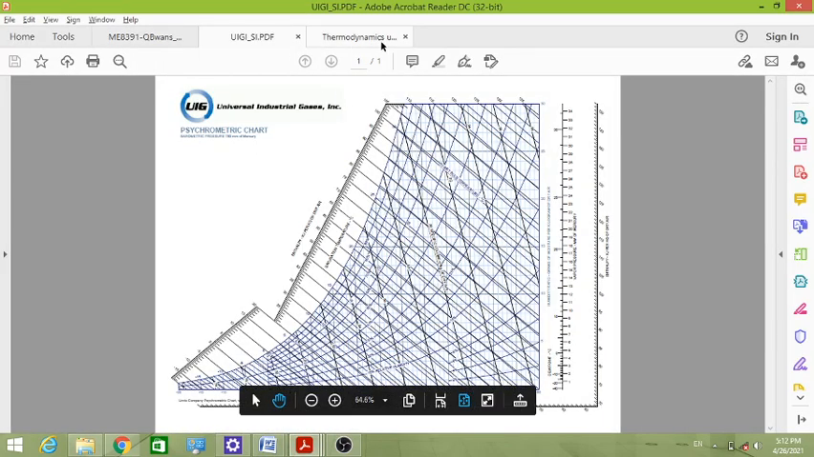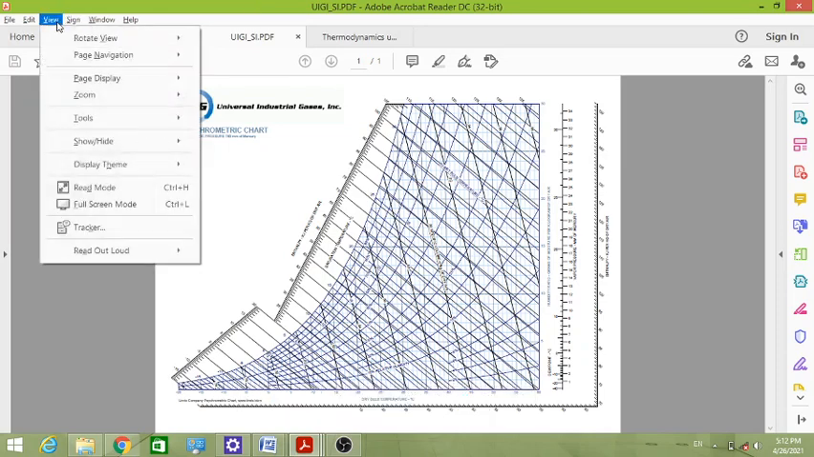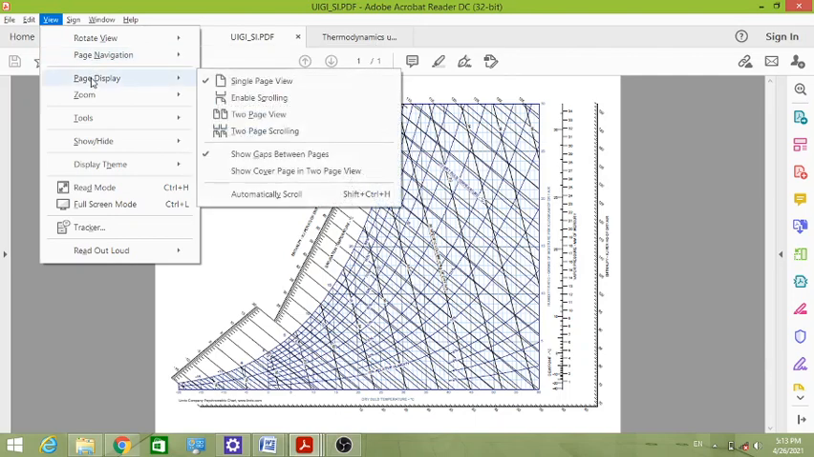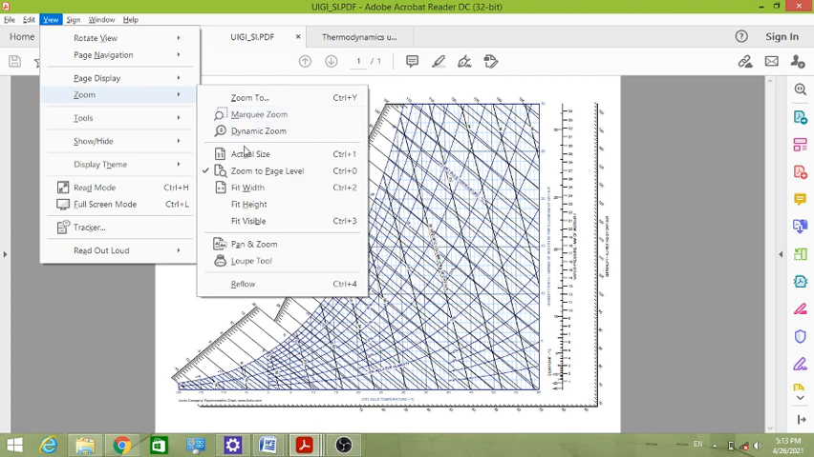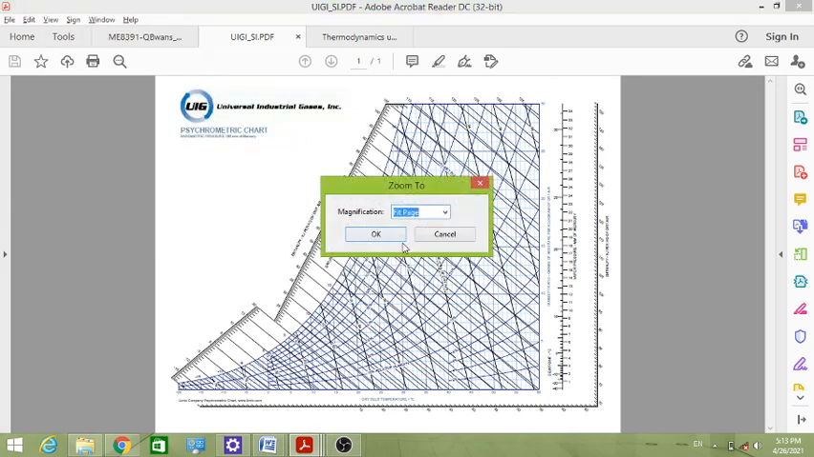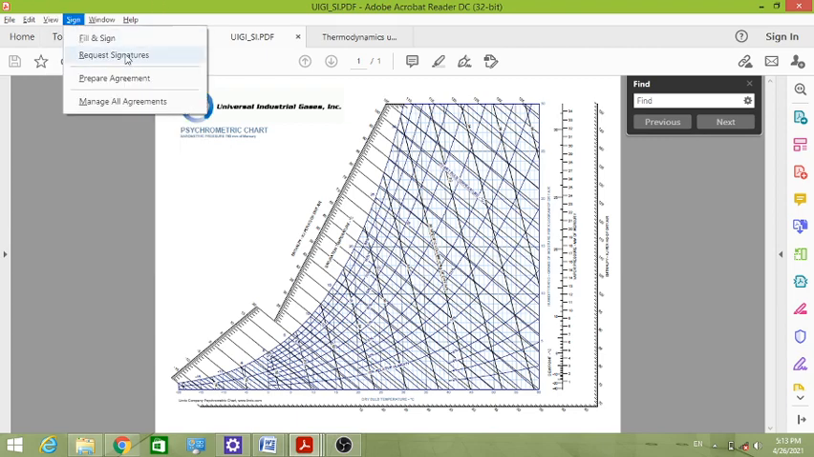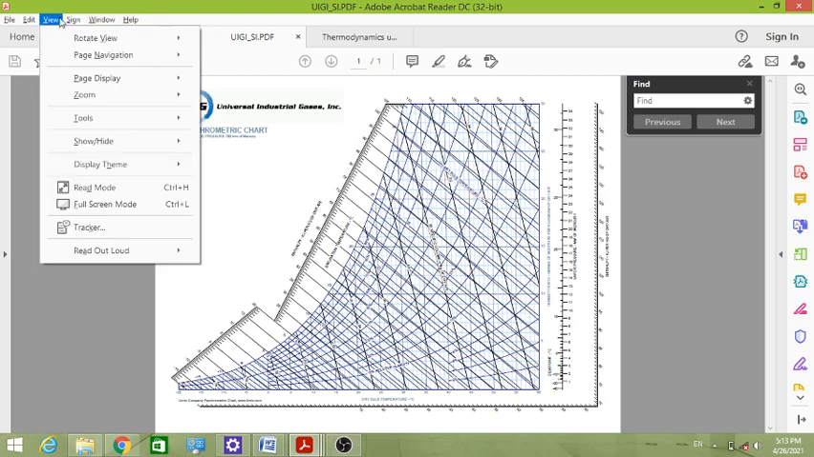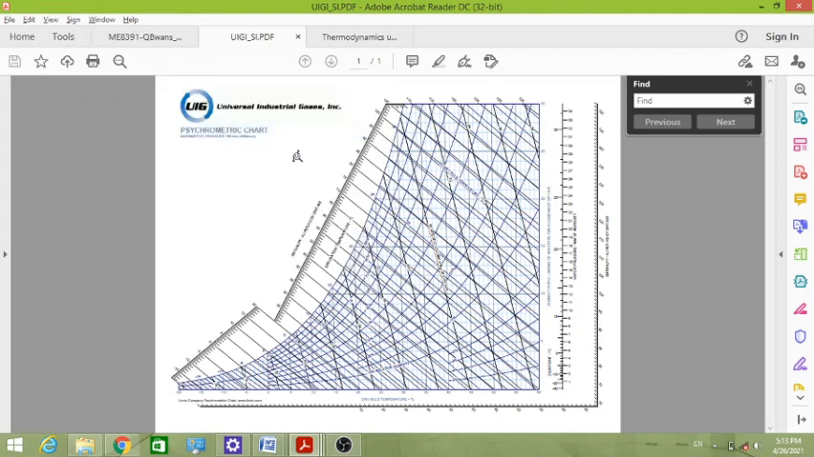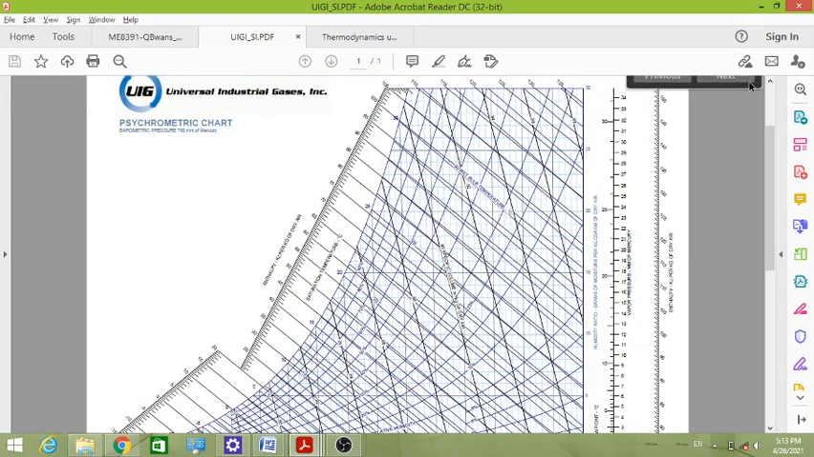So this is the chart, and from this chart I can again explain what are all the things available in psychrometry. You can see, I'll zoom it.